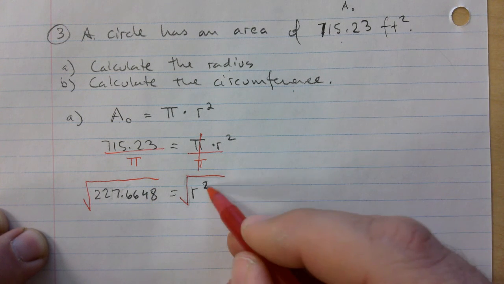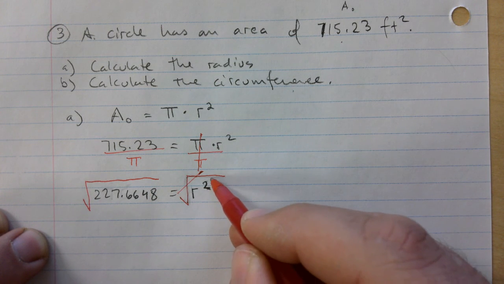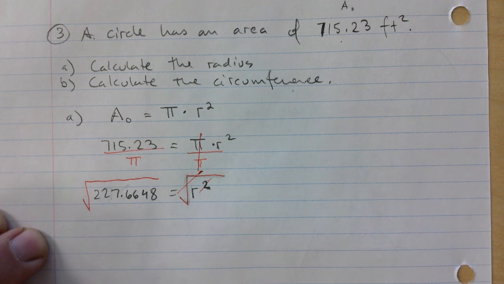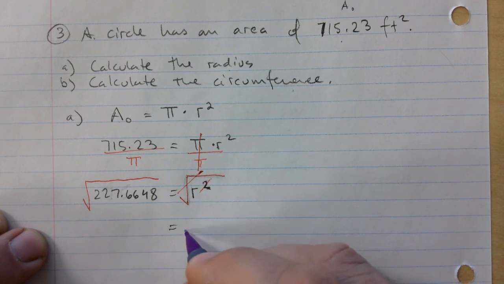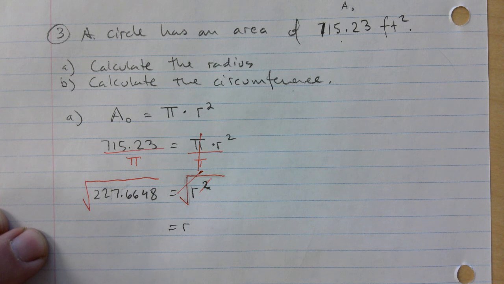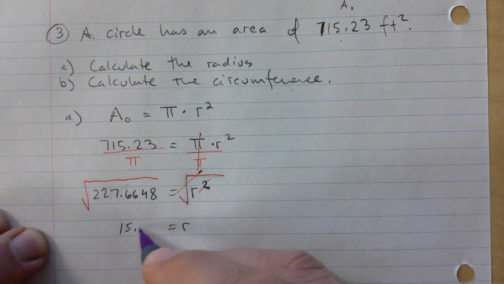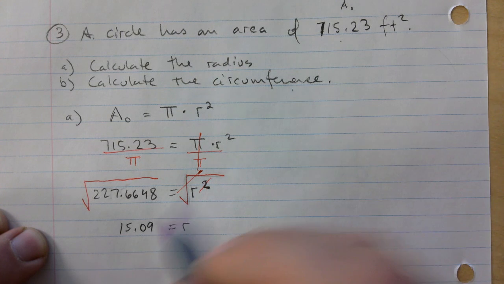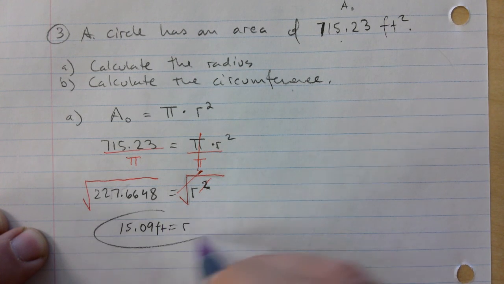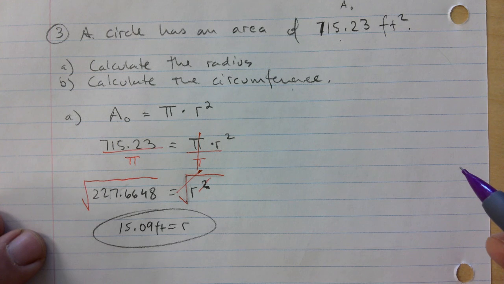Why are we doing that? Because a square root cancels out with a power of 2. That's why we're doing that. And then you just take the square root of that side and you get 15.09. And what are we in? We're in feet. So that's the radius of the circle.